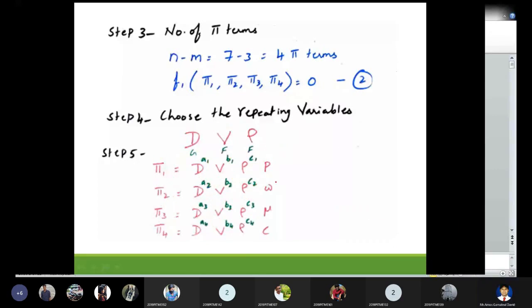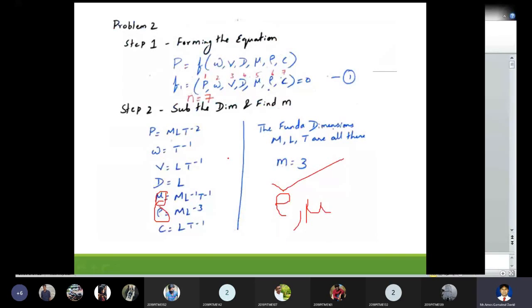Clear? Next, I've written the repeating variables 4 times now. Now, how do I write the fourth term? Very simple. Go back to this equation, step 2.